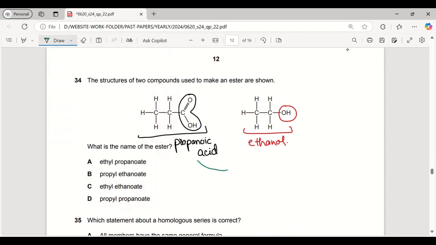When propanoic acid and ethanol combine to form an ester, the alcohol name will change into yl. So ethanol will change into ethyl, and propanoic acid will change into propanoate. So the answer will be ethyl propanoate. Option A is correct.